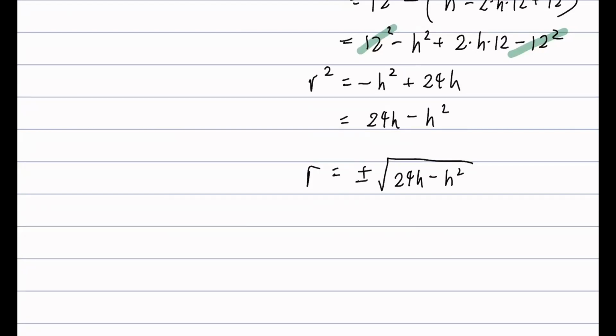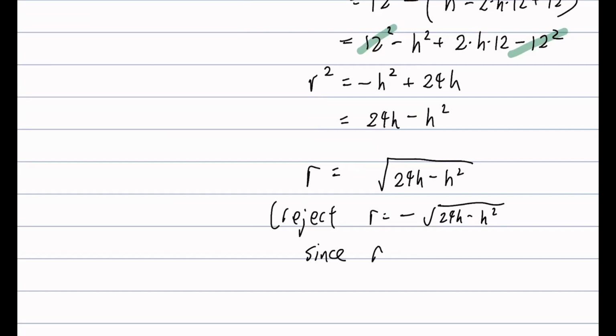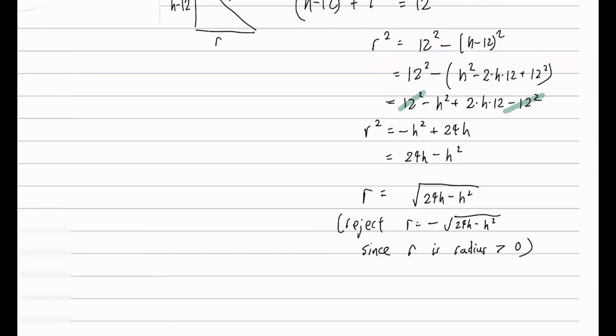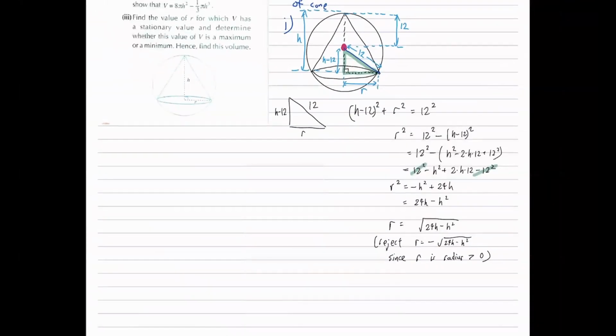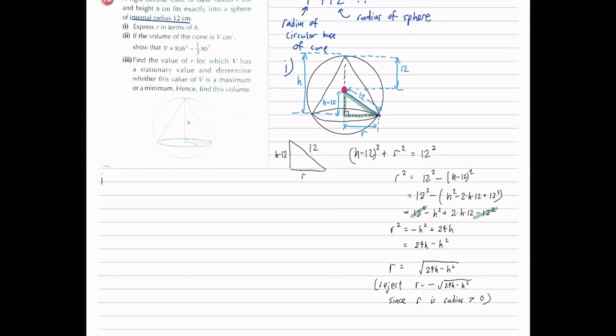Can R be negative? No, for radius. So therefore you reject. I'm just going to put down positive and reject negative square root 24H minus H square. Reject R equals this guy, since R is radius, which is more than 0. Okay, good. So now we have found our formula for R, square root 24H minus H square. Part 1 complete. Part 2, let's go.